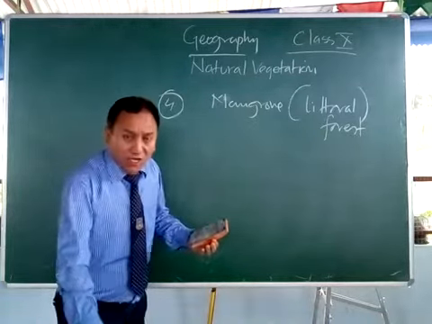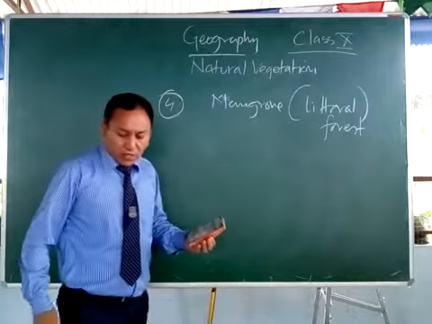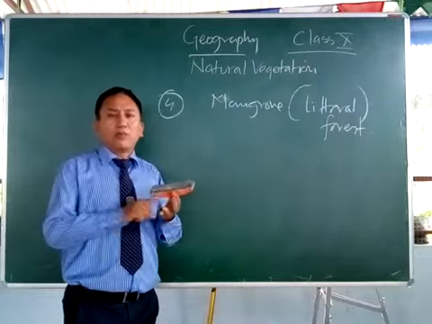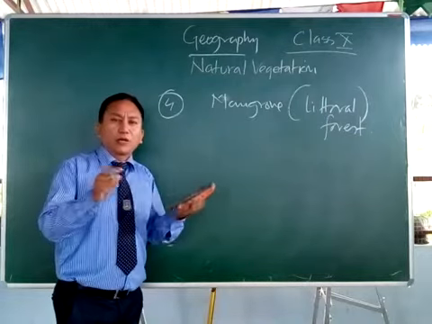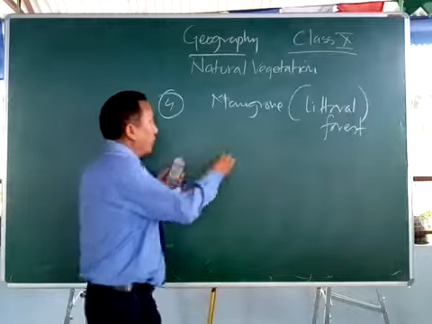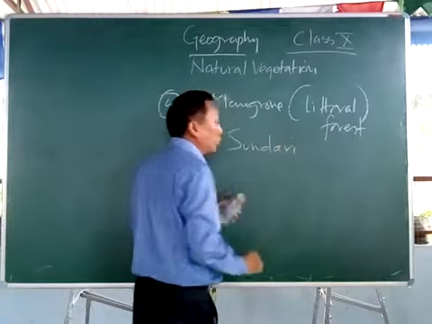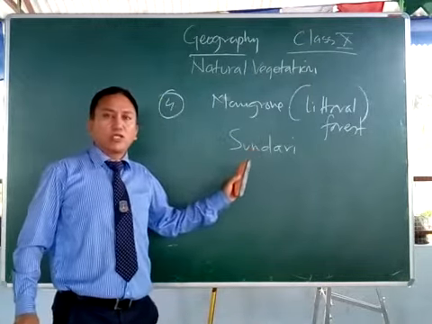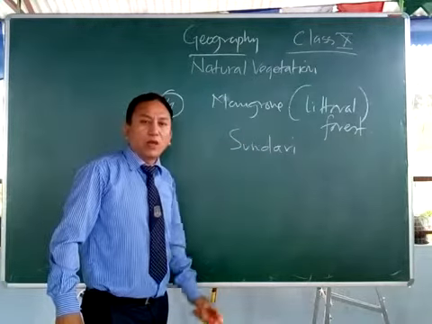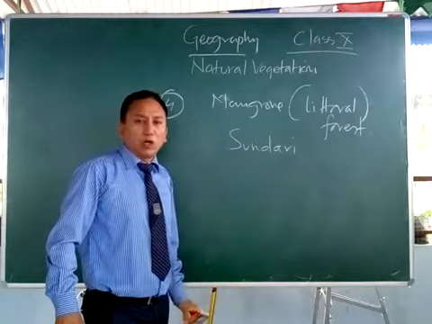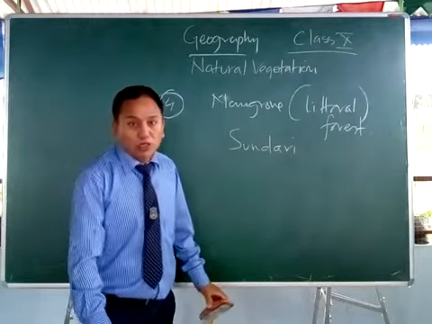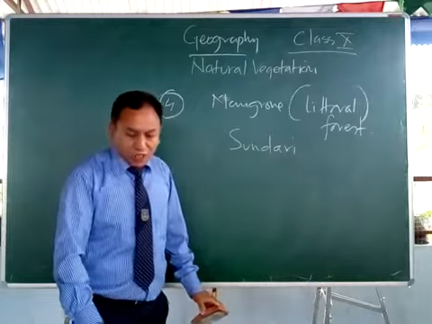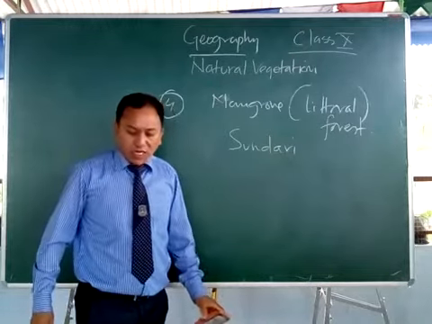Now it can be found both in salt and fresh water. It is found in the regions like the deltas of the Ganga, the Brahmaputra, Mahanadi, Godavari, Krishna and so on. The trees found here include the Sundari tree, after which the Sundarbans in West Bengal got its name. This tree is used for making boats and building houses. It's a very strong and hard wood. The other important trees are Gorjan and Hintal.